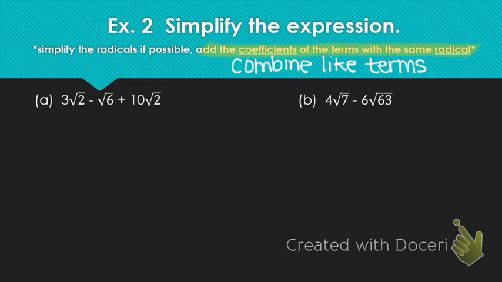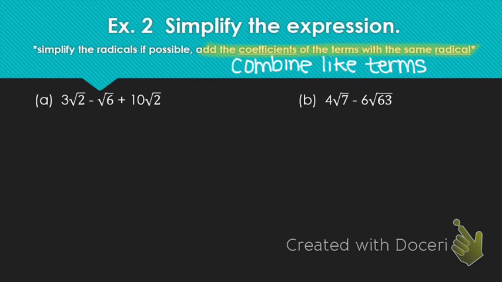Today, like terms have the same radical part or the same radical piece. So let's look at what that means. First of all, look at letter A. We have 3 times the square root of 2 minus the square root of 6 plus 10 times the square root of 2. So first thing we're going to do is look at the radicals.